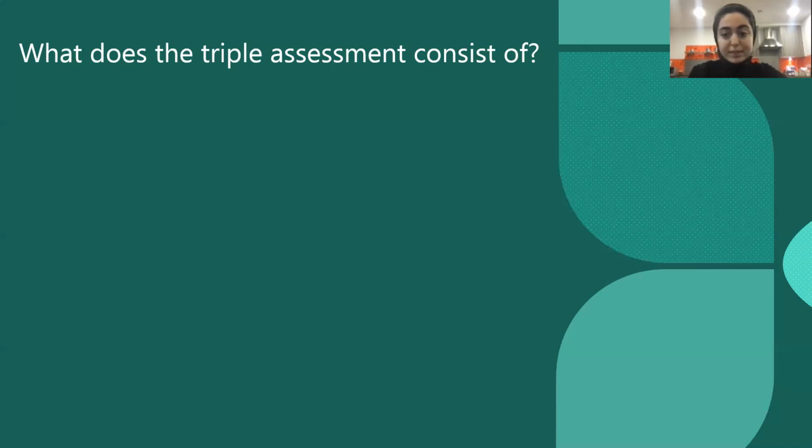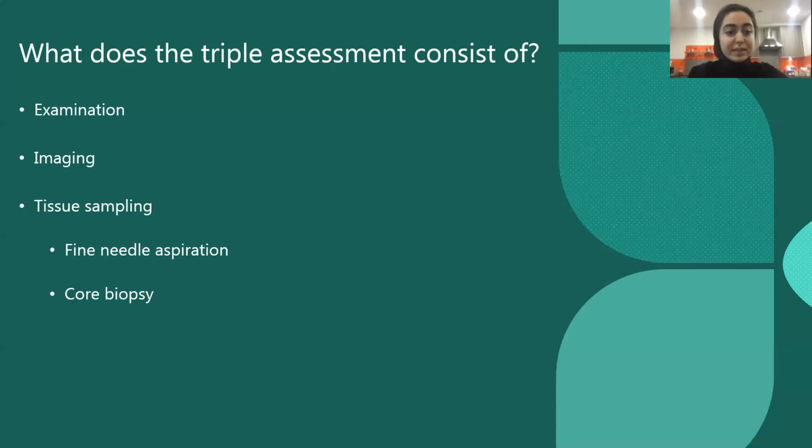Okay, so I can see some answers here. That's great. So history and examination, imaging, depending on the age of the patient, and tissue sampling. So we usually do fine needle aspiration if we felt like the lump is cystic in nature, and we do a core biopsy if the consistency was harder.